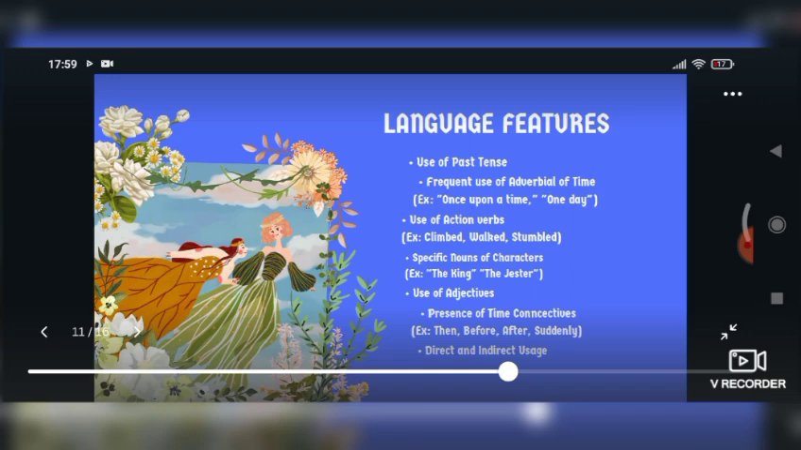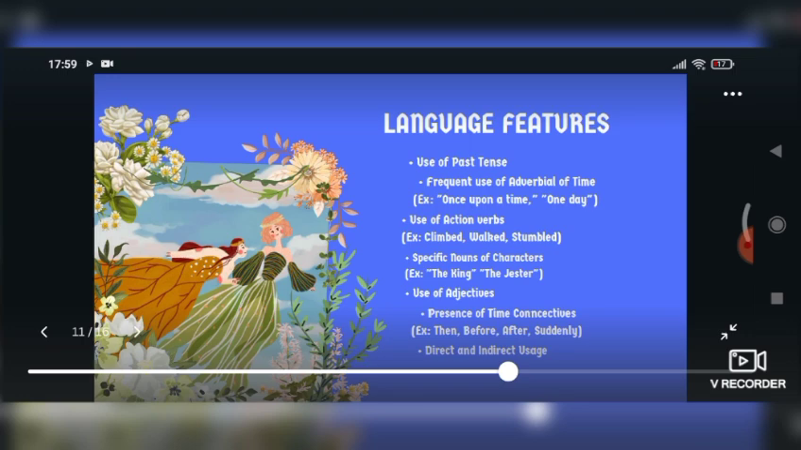Okay, jump to another, which is the use of time connectives. Examples: before, after, and suddenly. It is used to connect paragraph to paragraph from time to time, like first, then, secondly, and stuff. That's how time connectives work.